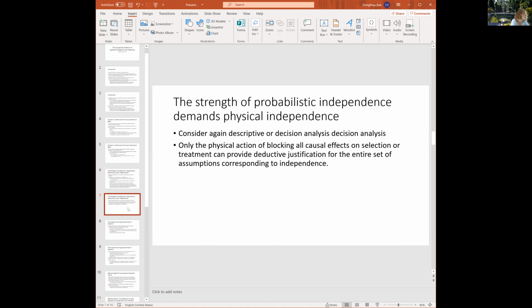So you're saying that if we take the subjective interpretation, then this argument is not relevant to it. This argument is relevant to the frequentist interpretation. Right. Okay. Okay, go on.